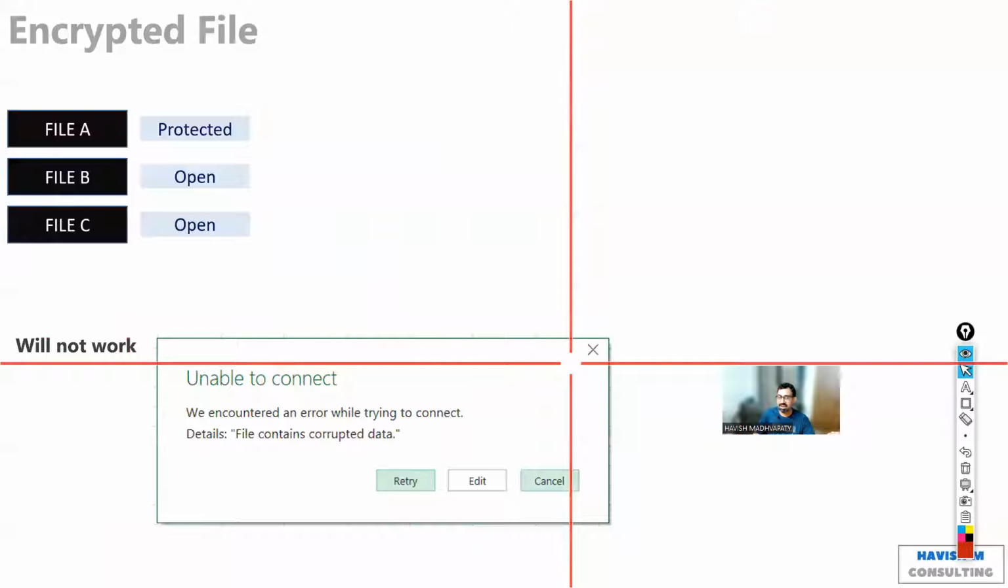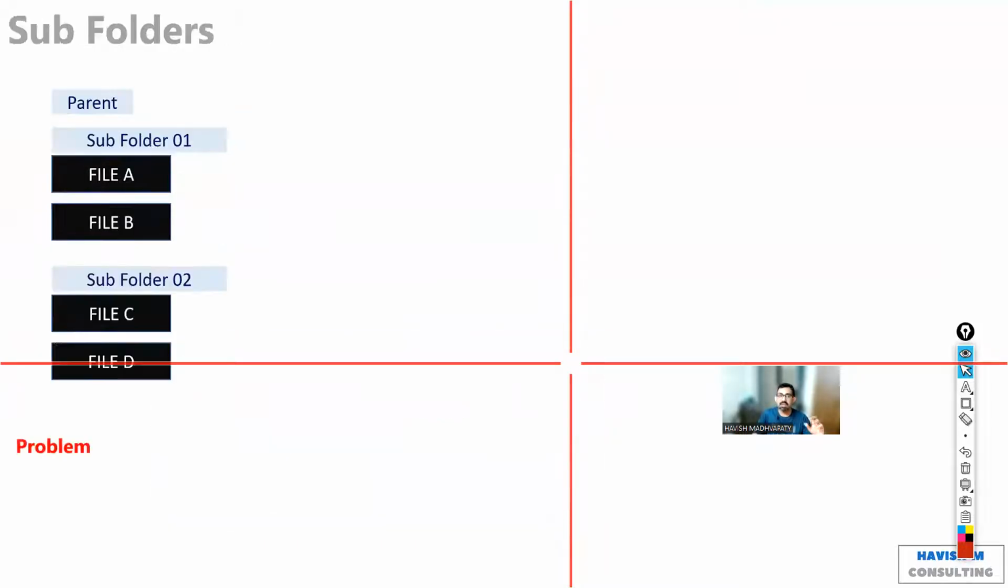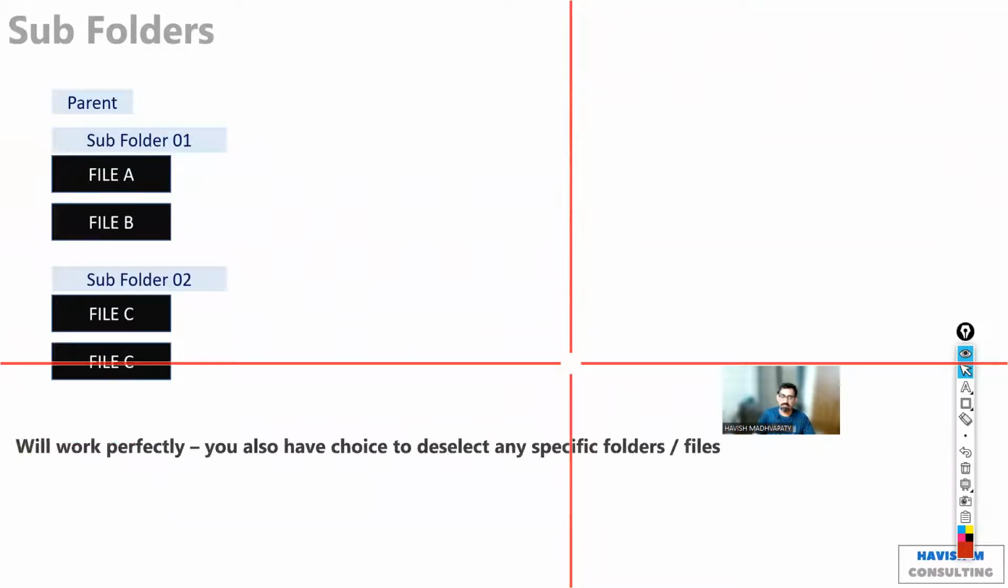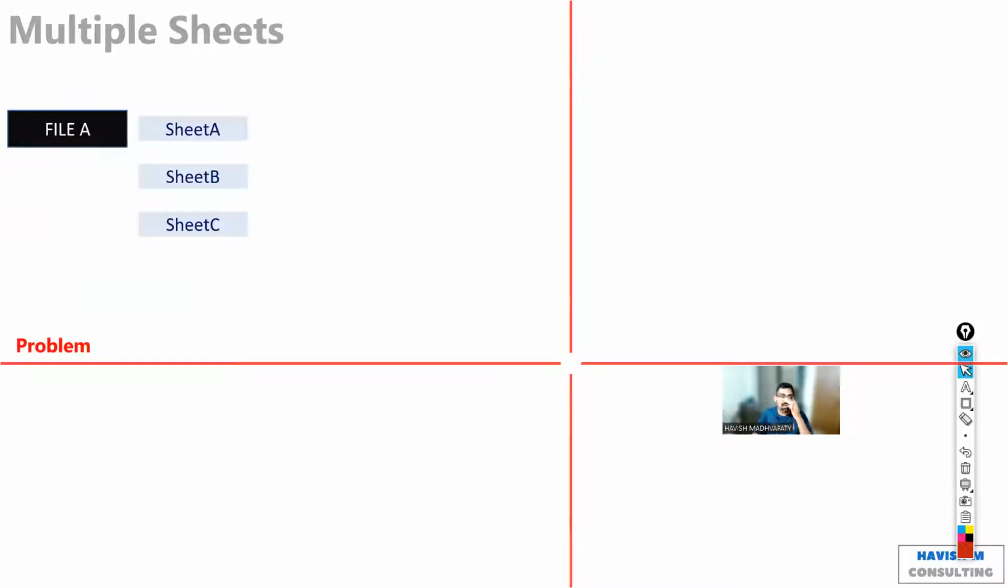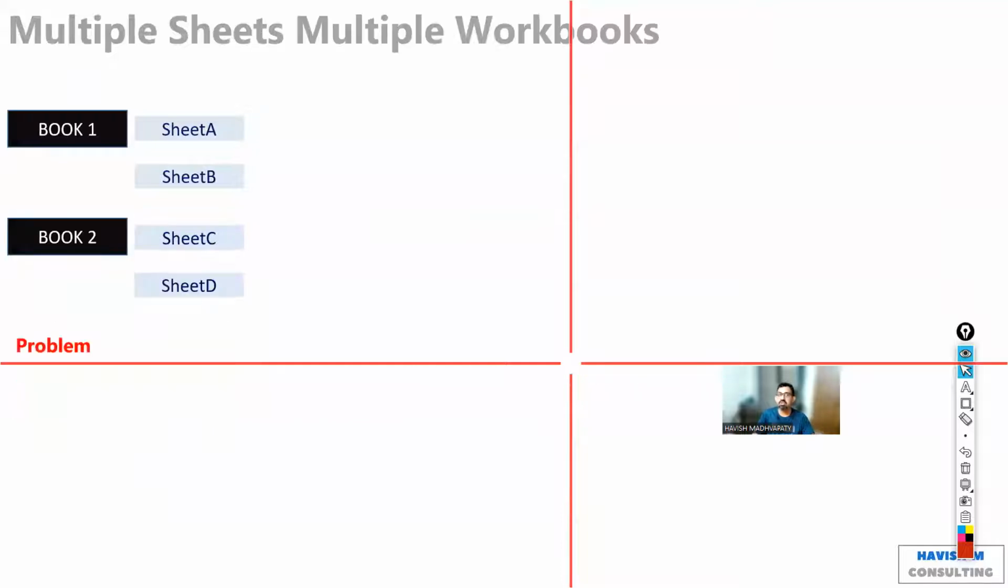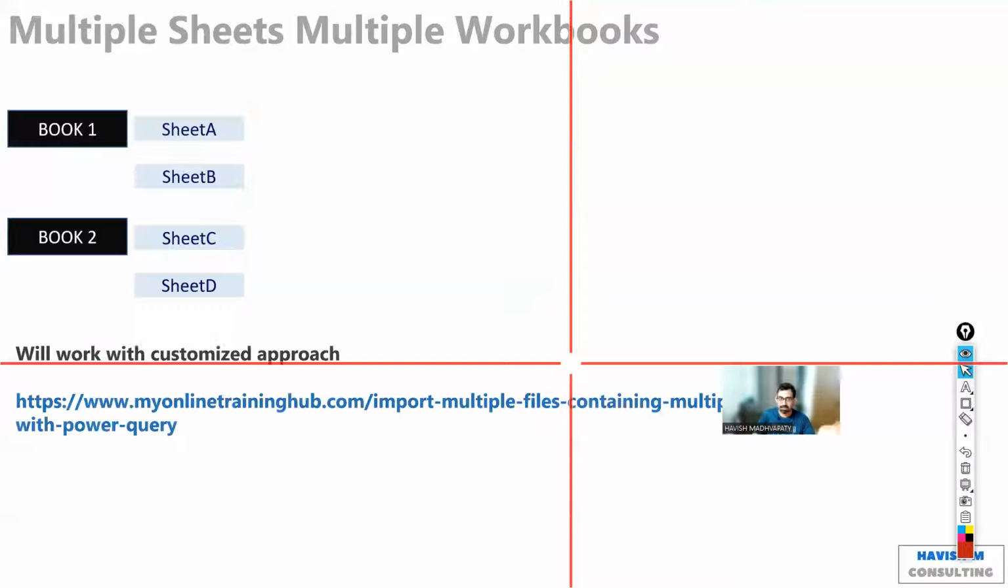Then it doesn't matter, right? Because it will give you an error, or I mean, it's a good thing. There's a safety issue here, so it does not pick up the protected file. If the folder has subfolders in it, it picks up everything, and you can choose which one you want, which one you don't want. If you have one file with multiple sheets, you can move that also, customized approach. If you have multiple workbooks and each workbook has multiple sheets, you can do that as well.